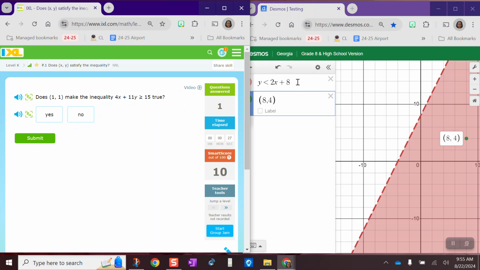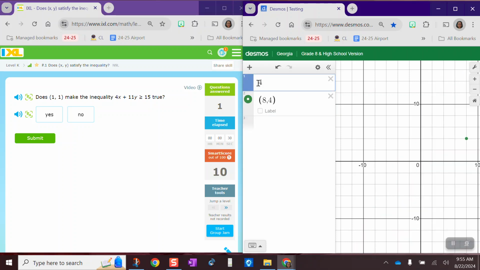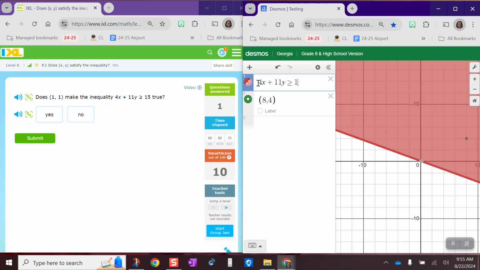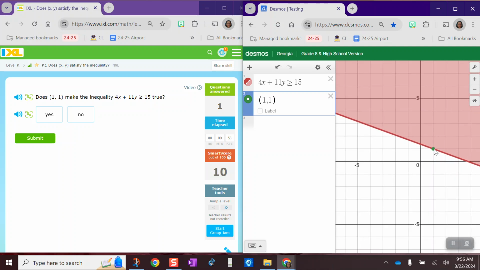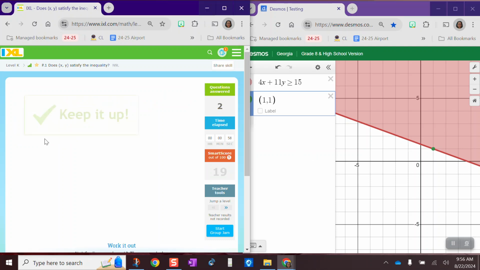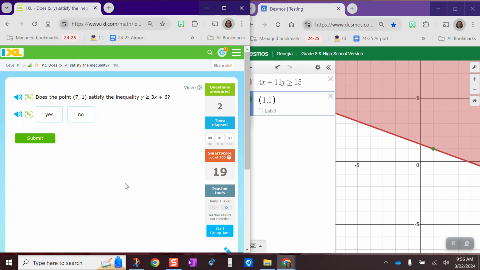Okay. Next, I'm going to plot the new one, which is 4x plus 11y greater than or equal to 15. And the point that I'm checking is (1, 1). So I'm going to go ahead and make these changes. All right, those of you testing, keep on testing. All right, so it lies right on the line, and the line is solid. So is it a solution? Yes. The points on shaded places and solid lines are solutions.